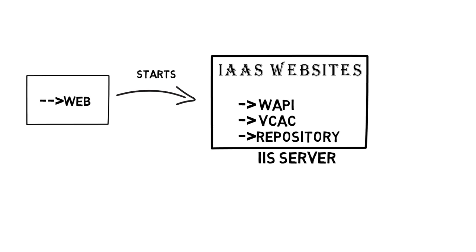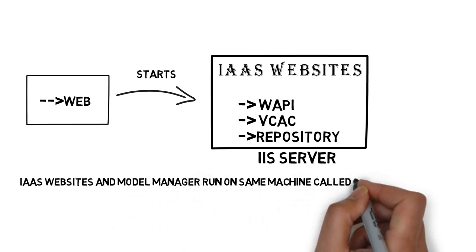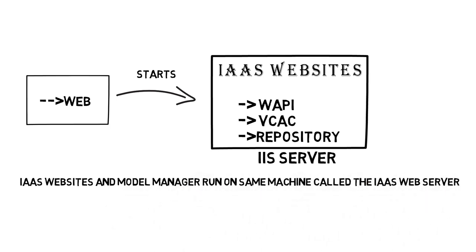There, you know another component now. But now you should have guessed that these two IIS components, that is the model manager and the IIS web, run on the same machine called the IIS web server. Yeah, you guessed it right. The IIS web server has the model manager and the IIS web running on it. And IIS web is nothing but the websites that were created by the model manager web.